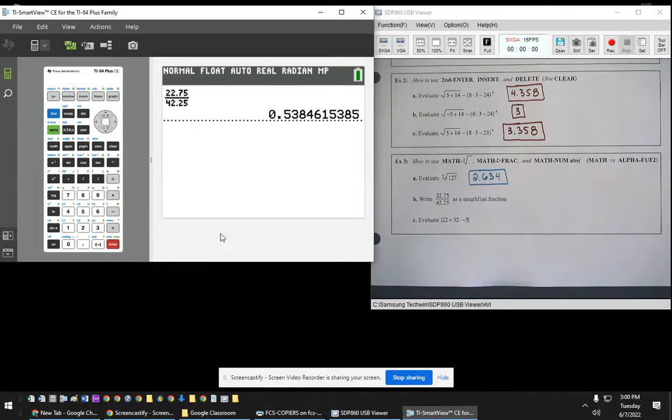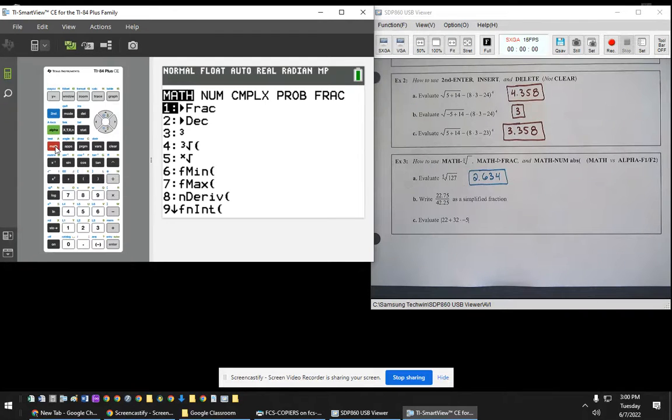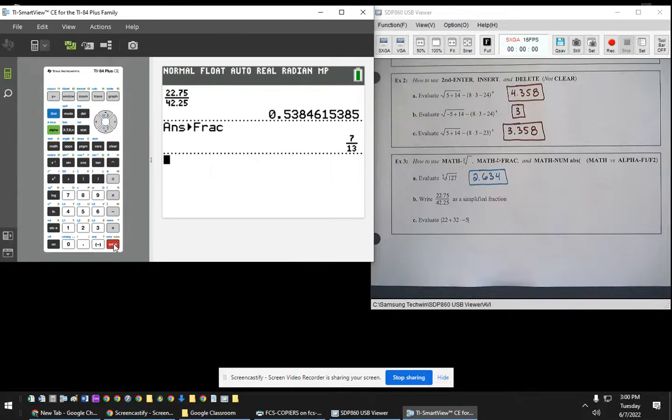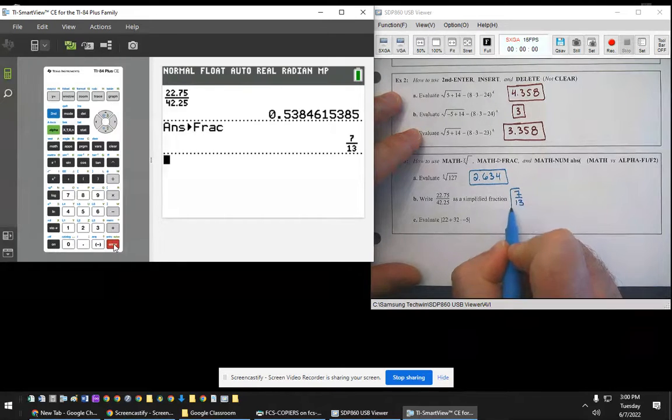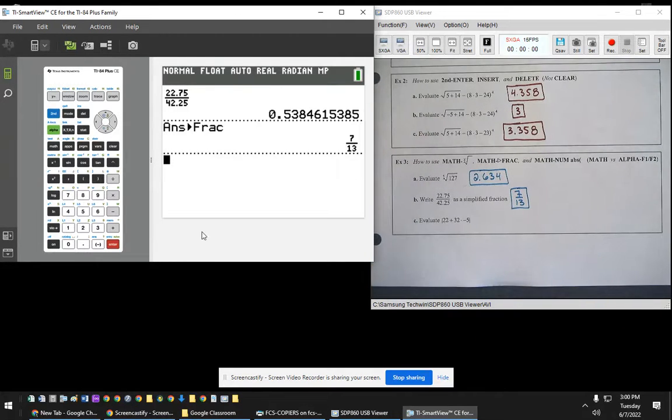Now, it says write this as a simplified fraction. This is not a simplified fraction. So what I'm going to use now is the math frac button. What that does is take this answer and turn it back into a fraction. So I'm going to hit math, and right off the bat, you see arrow frac. Hit enter again, and it spits this back as 7 over 13. So I can create a fraction using the alpha and the X button, and then if I get a decimal answer and I try to frac it back, it'll turn it back into a fraction.